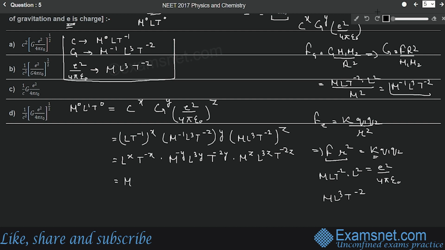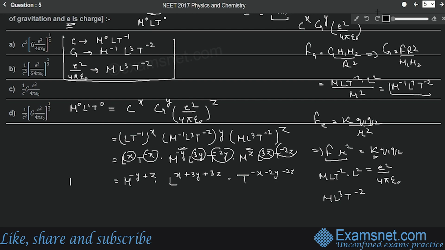Okay, first M. So M has the power minus y and z. So minus y plus z. Okay, then L has the power, this side we have 3y, this side we have x and this side we have 3z. So let's add them, x plus 3y plus 3z. Okay, and the power of T, it has minus x, then minus 2y, then minus 2z. Okay, so minus x minus 2y minus 2z.